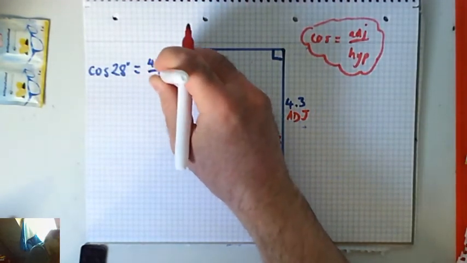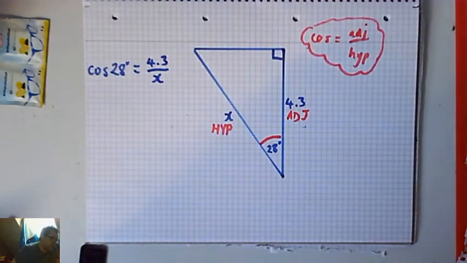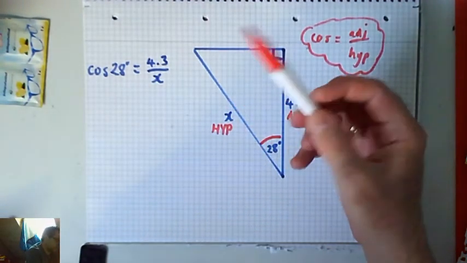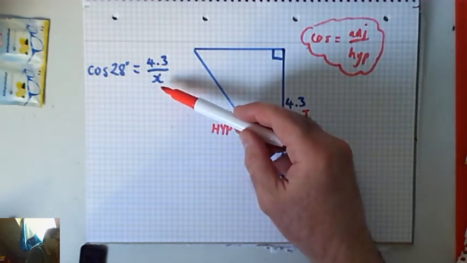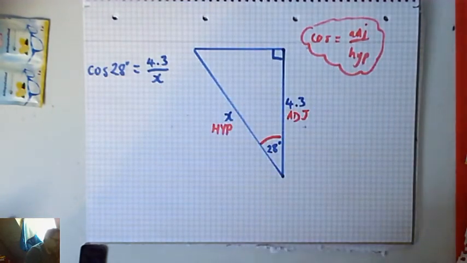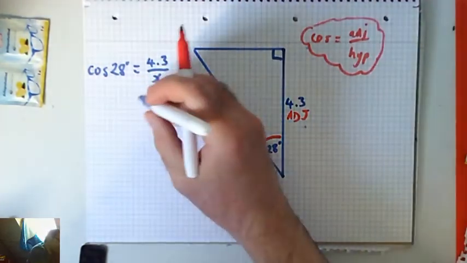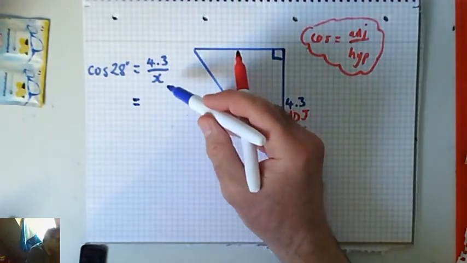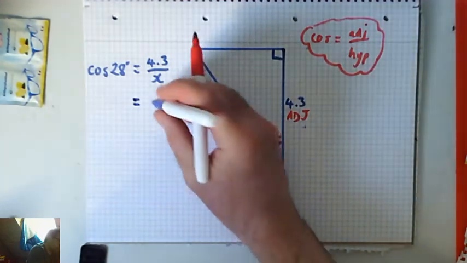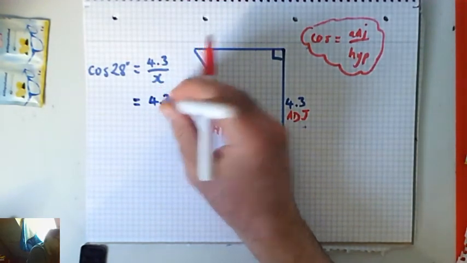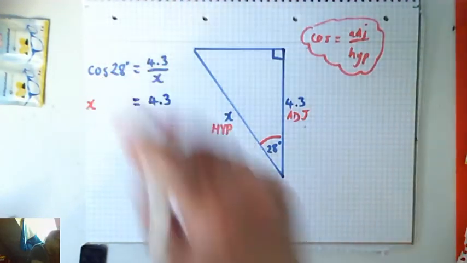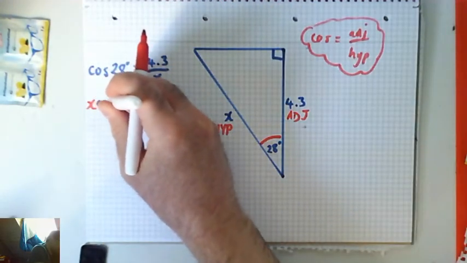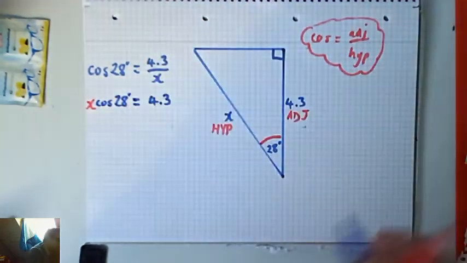4.3 over x. Now this is the kind of question that people come unstuck on, where the unknown thing is at the bottom. So you have to do 2 steps to get to the unknown x and to get it on its own. First of all, you need to get rid of the fraction, and to get rid of the fraction you multiply by x and you're left with 4.3. But then I need to multiply the other side by x as well. So x times cos 28 equals 4.3.